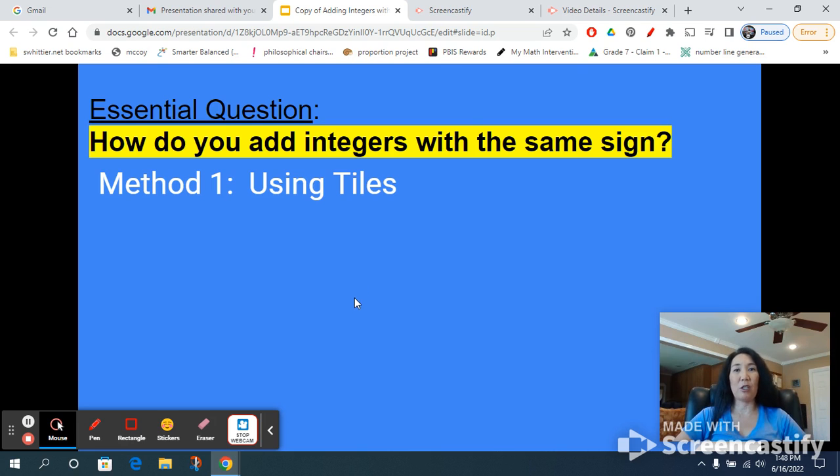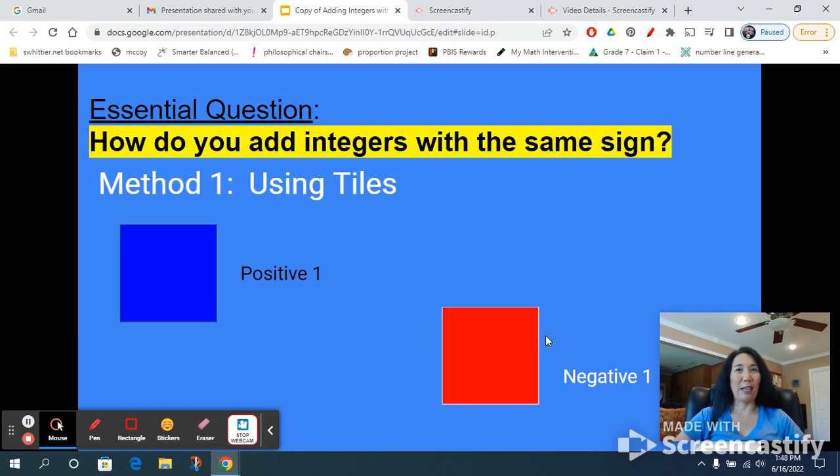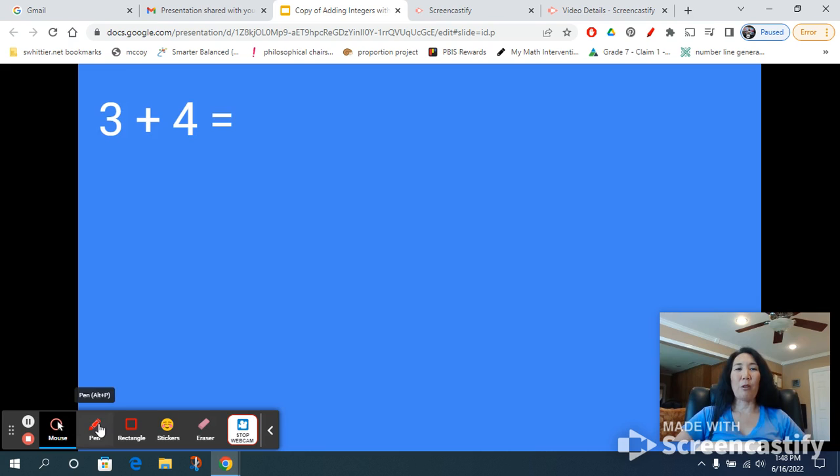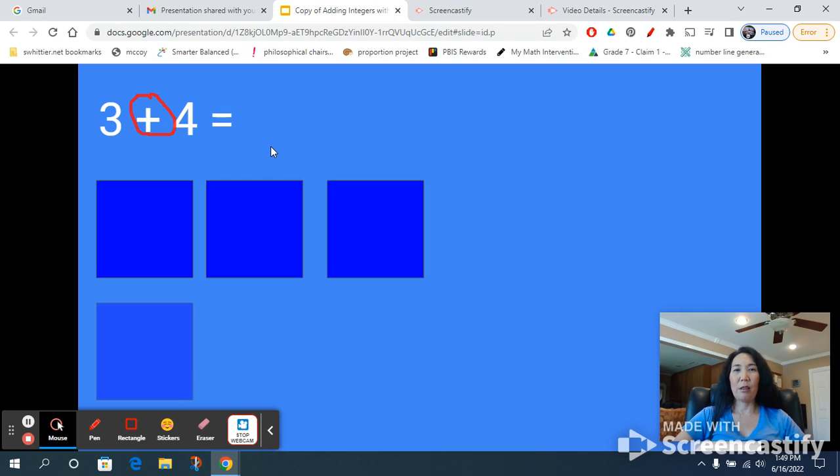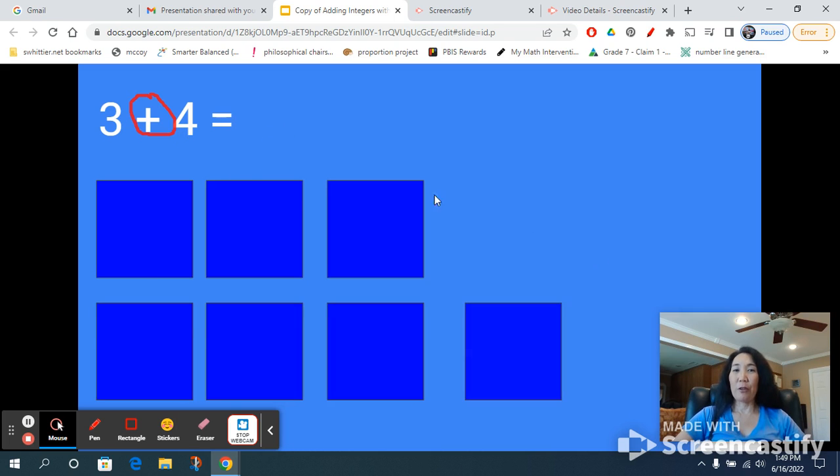The first method is using tiles. We have blue tiles that we are going to say are each positive, and we have red tiles that we are going to say are each negative. So if I want to model positive 3 plus positive 4, I'm going to use 3 positive tiles, which are blue, 1, 2, 3, and I'm going to add 4 positive tiles, which are blue, 1, 2, 3, 4. Altogether, I've got 7 positive tiles. Positive 3 plus positive 4 equals positive 7.